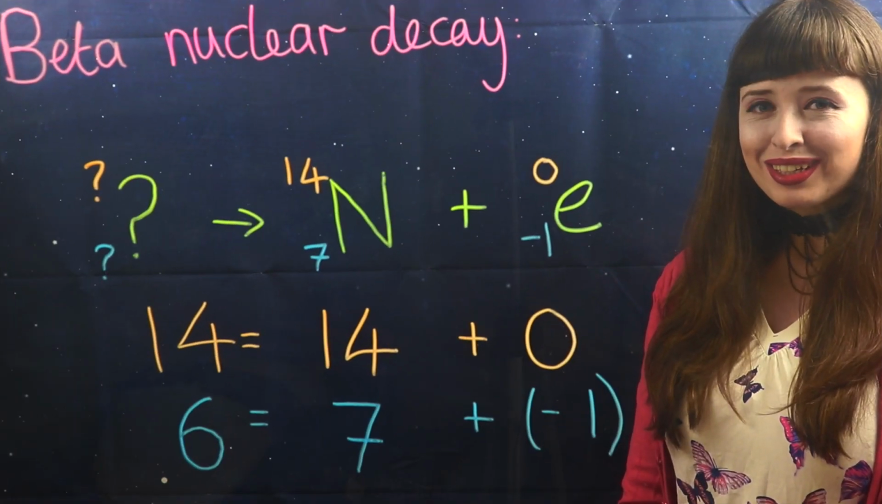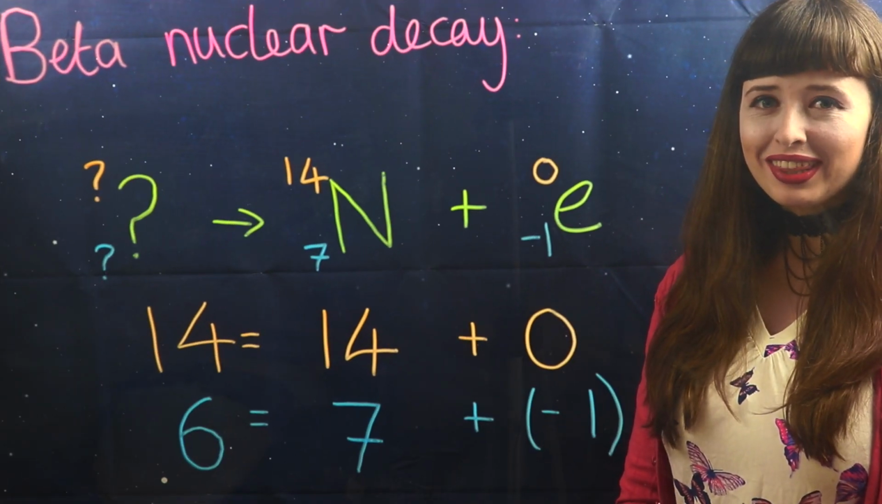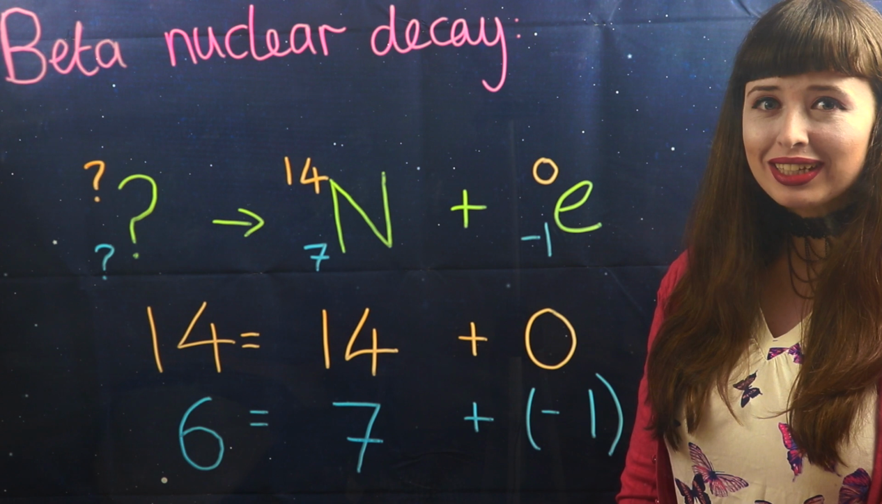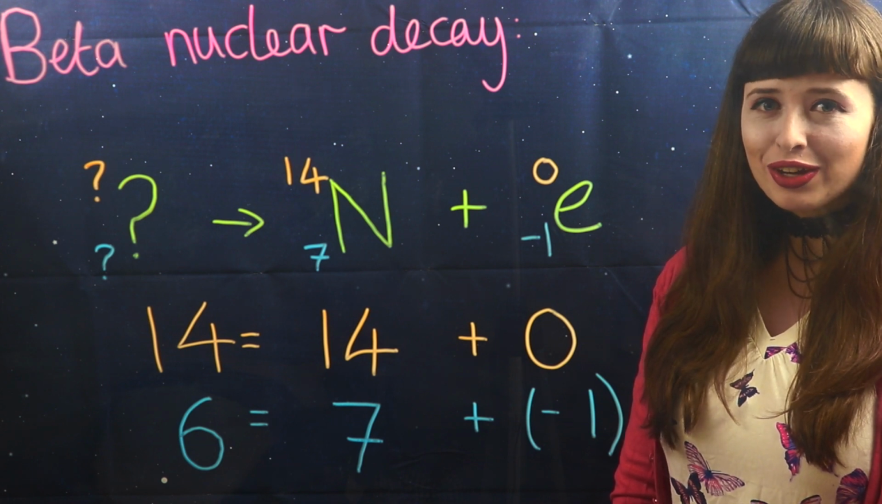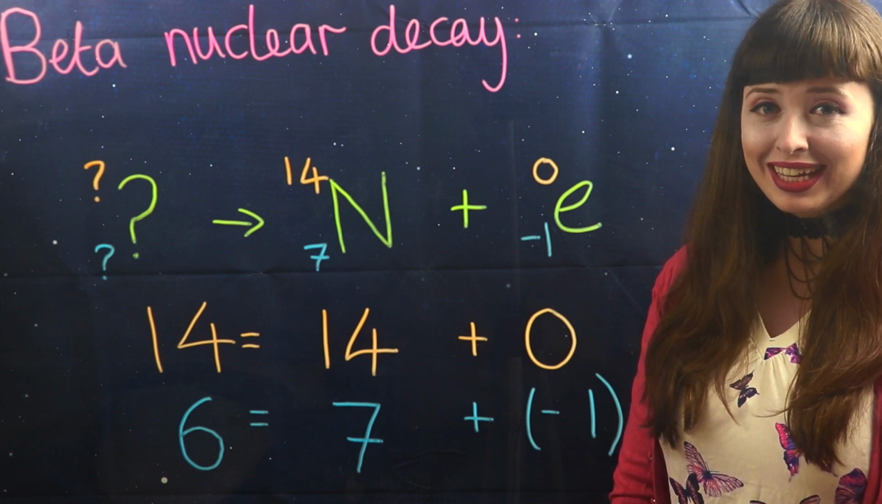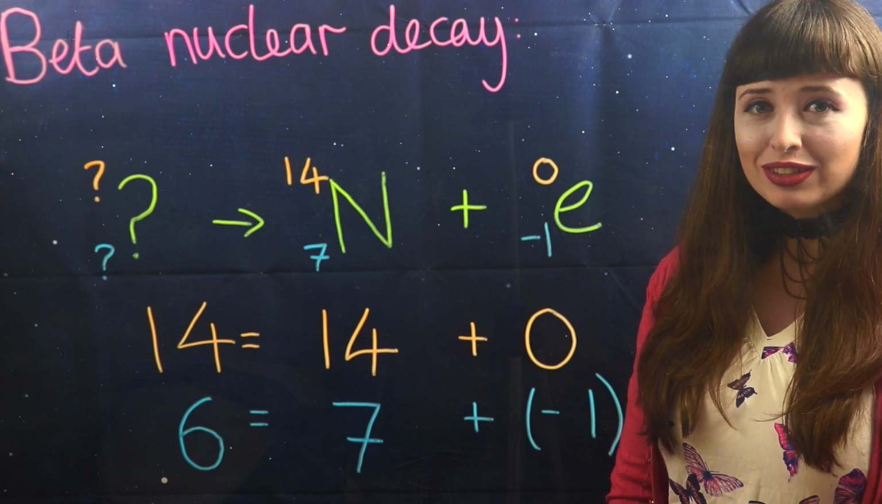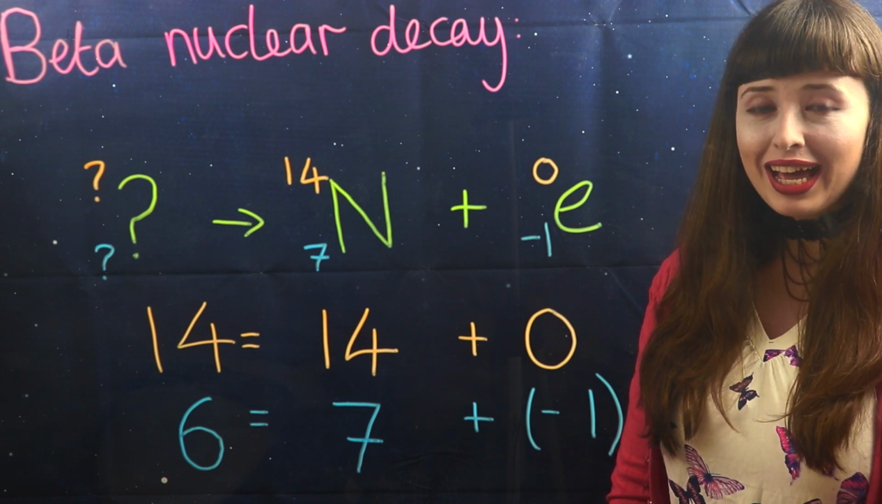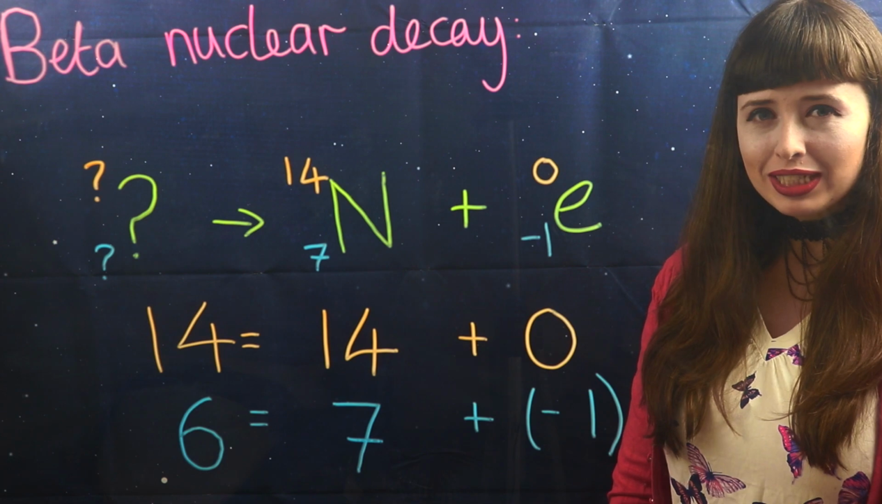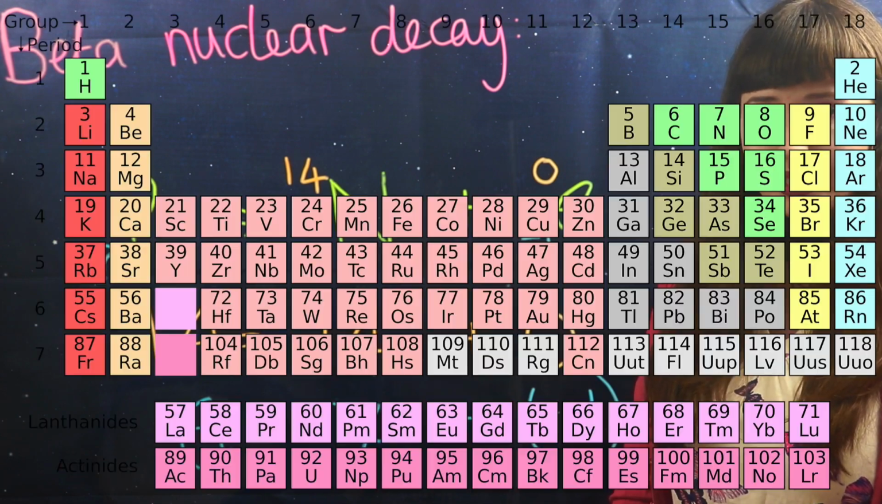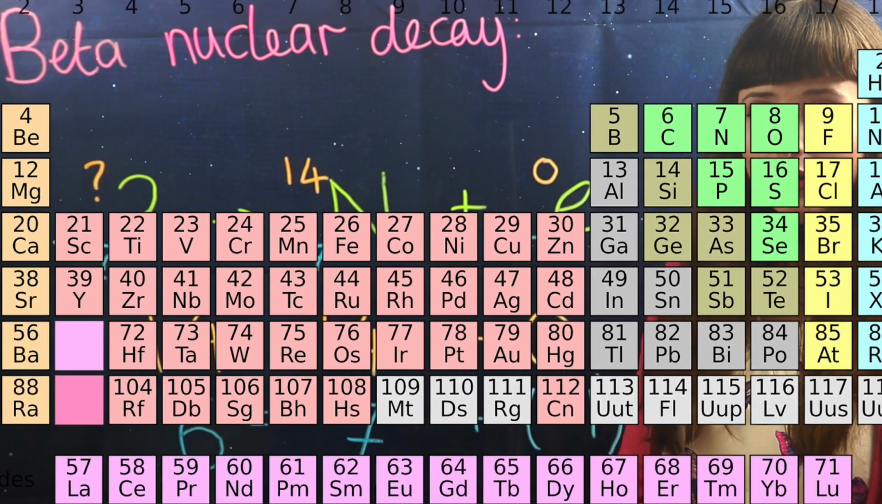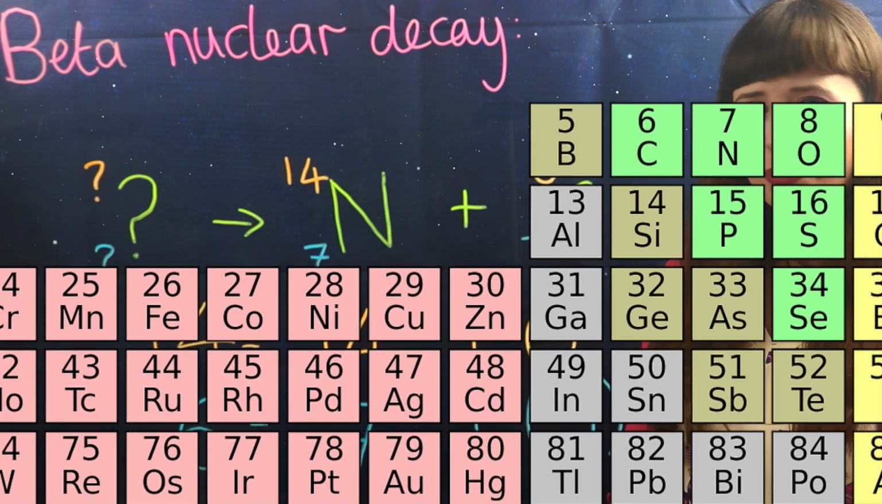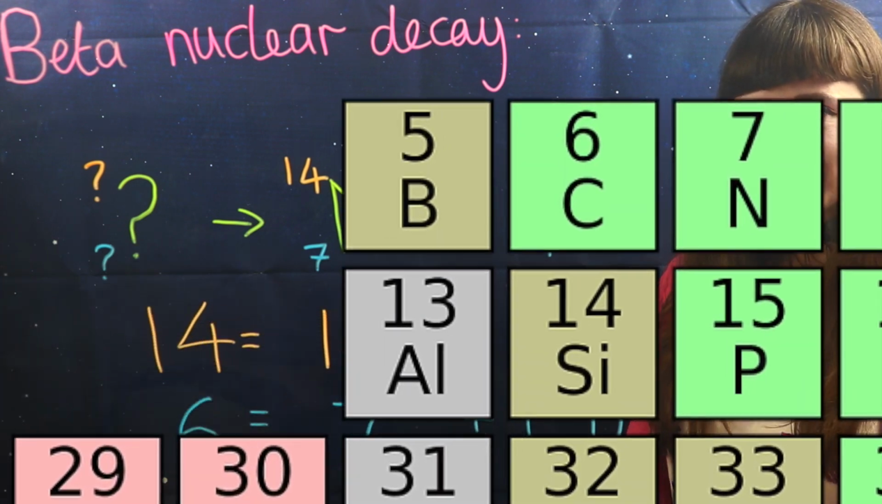So using this method, we've quickly been able to identify that our unknown mass number is 14 and our unknown atomic number is 6. In order to now identify the unknown chemical element, you need to look at your periodic table and identify which element has the proton number of 6. If you look at your periodic table, you should see that is carbon.